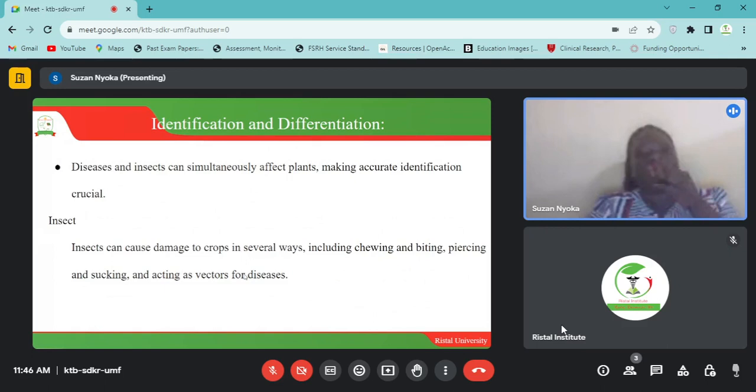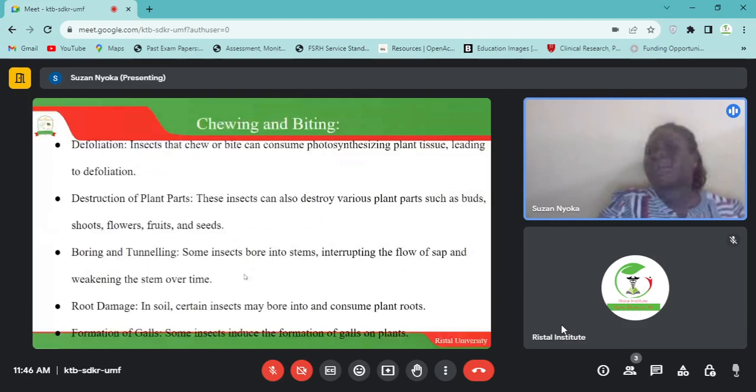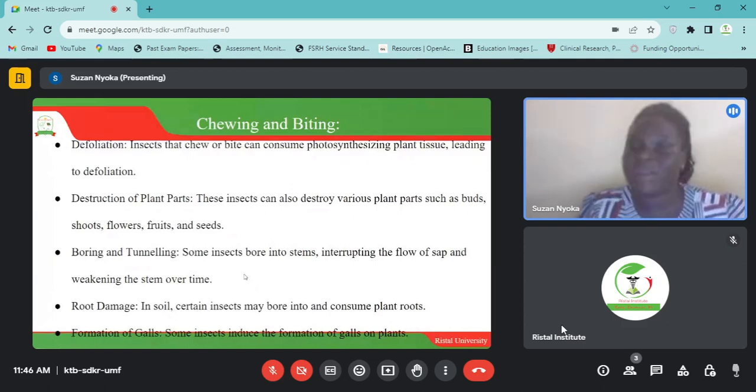Chewing and biting. Chewing and biting causes, one, defoliation. Insects that chew or bite can consume photosynthesizing plant tissues, leading to defoliation, that is the falling off of the leaves. And then destruction of plant parts. These insects can also destroy various plant parts such as buds, shoots, flowers, fruits, and seeds. And then boring and tunneling. Some insects bore into stems, interrupting the flow of sap and weakening the stem over time.